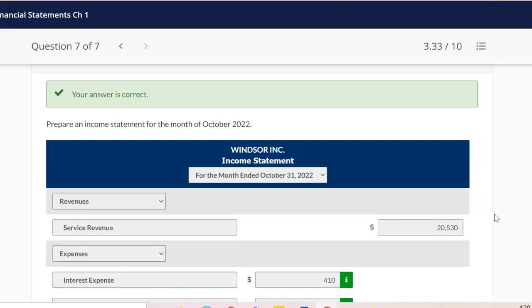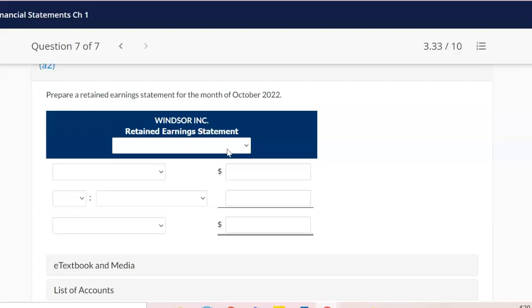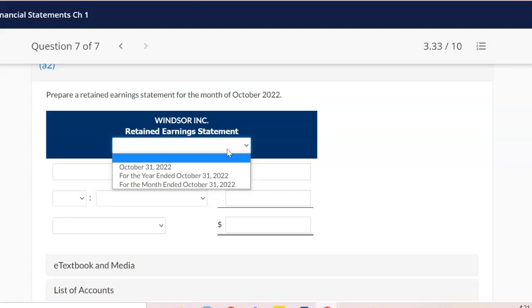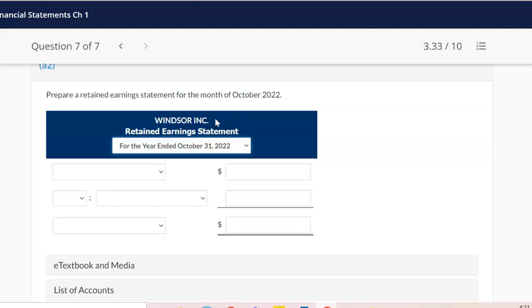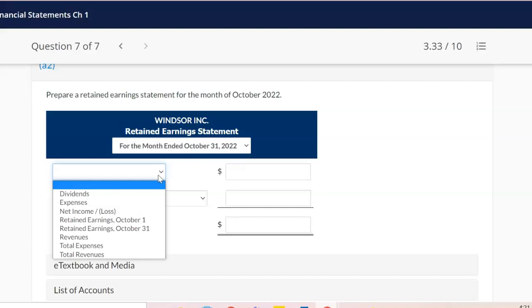Now keep going, go to the retained earnings statement. We're getting back 10 minutes, 12 minutes. Okay, this is retained earnings. It too is a time period. What time period? Right. No, not the year ended. Month ended. Okay. We always start off with retained earnings beginning. So go to retained earnings October 1st. They put zero in here, just put zero.